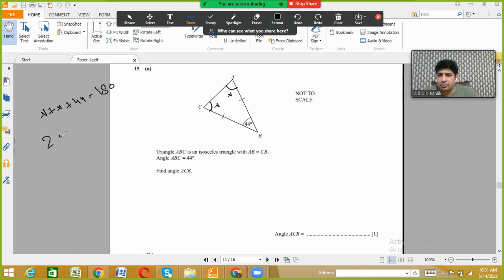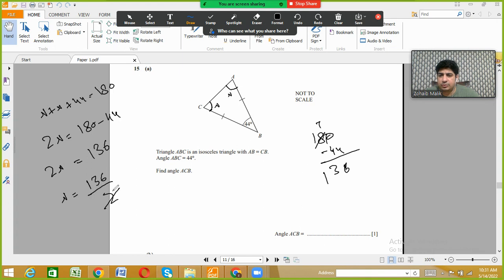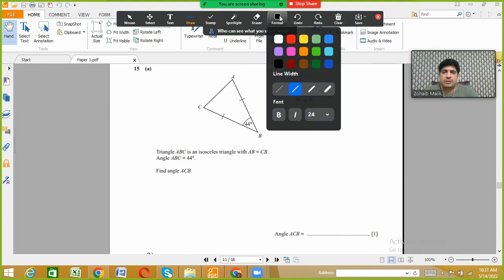So it means 2 times x is equal to 180 minus 44. So 180 minus 44 is 136, so 136 is equal to 2x, and x is equal to 136 over 2. So 2 6s are 12, 2 8s are 16, so x is 68. It means this is 68 as well as this one. So we are required to find ACB, so ACB is 68.